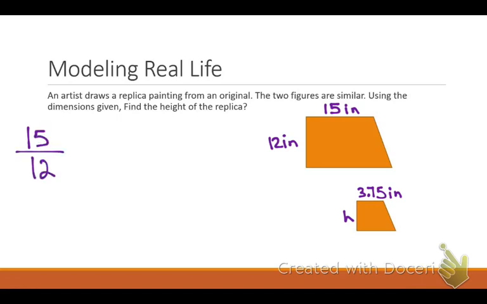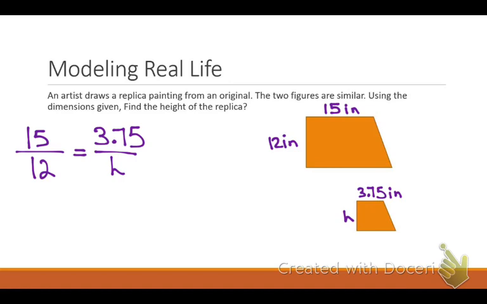If I say 15 over 12 in my first ratio, which would be the length over the height, which number from my second figure needs to go in the numerator? 3.75, because it has to match up completely. Because 15 was the length on the big figure, I must put 3.75 in the numerator so they match up. Length and length, and then height and height underneath.